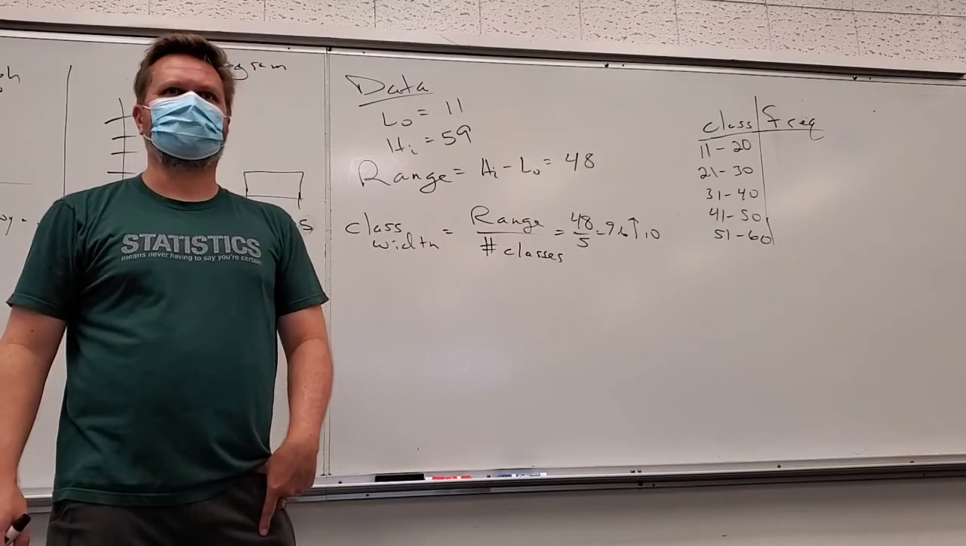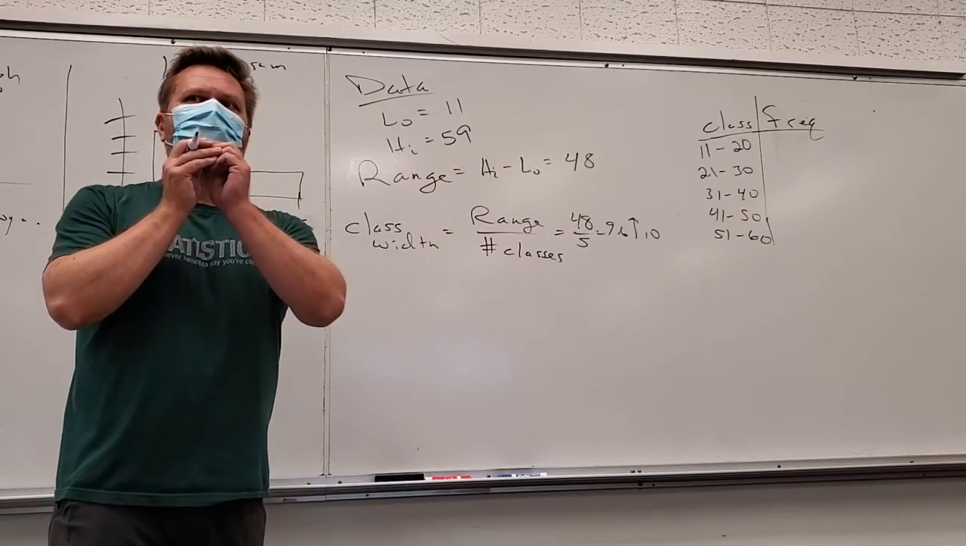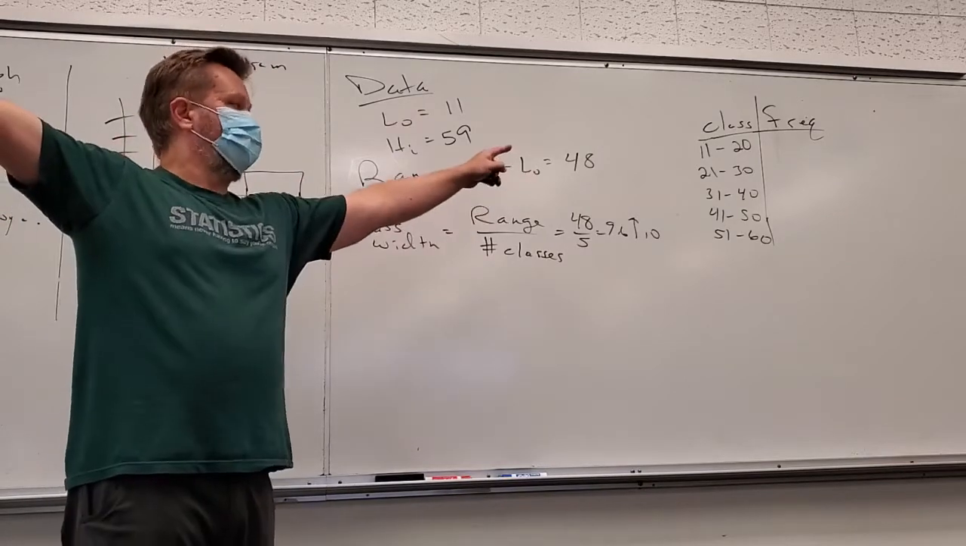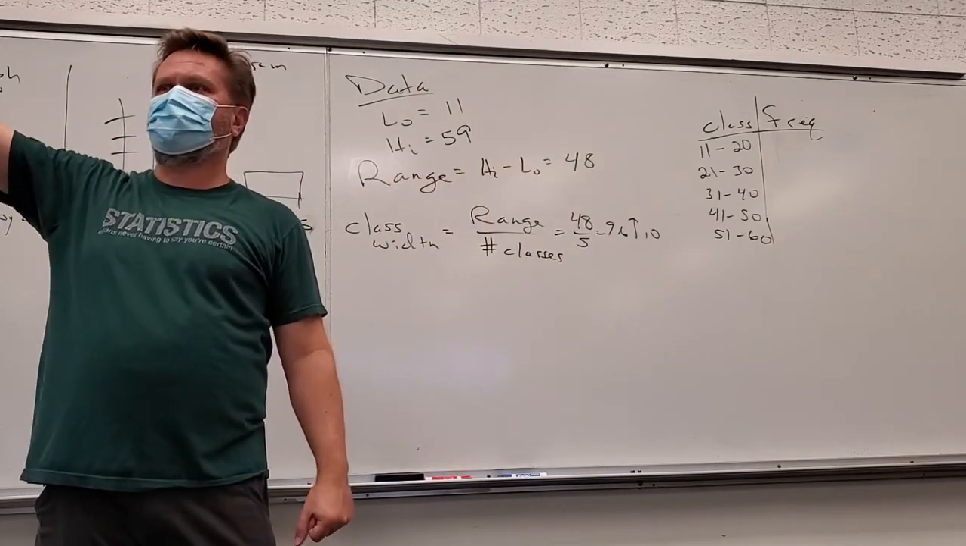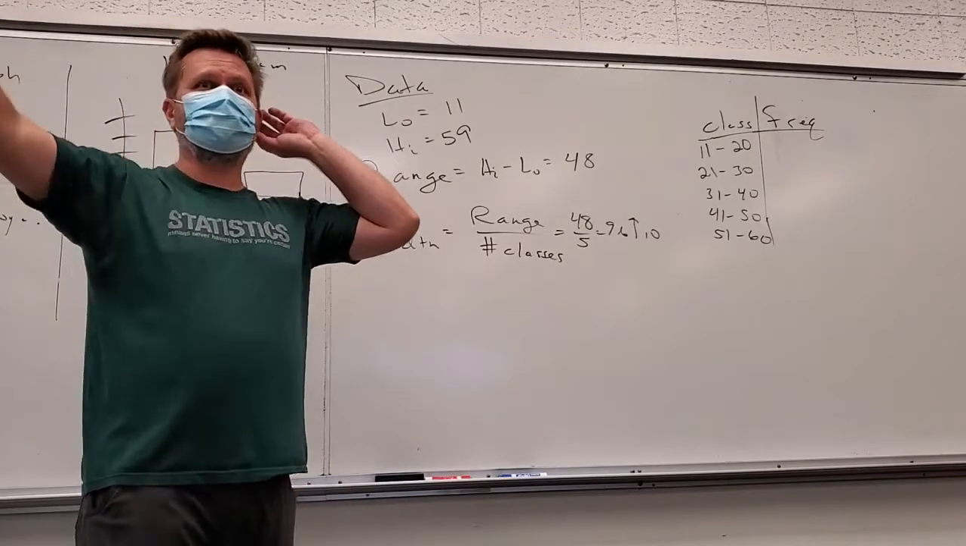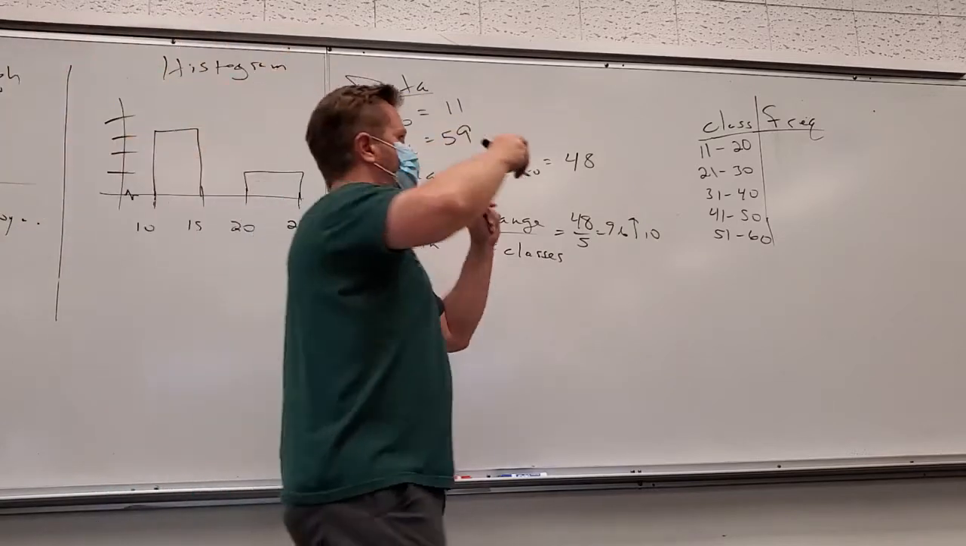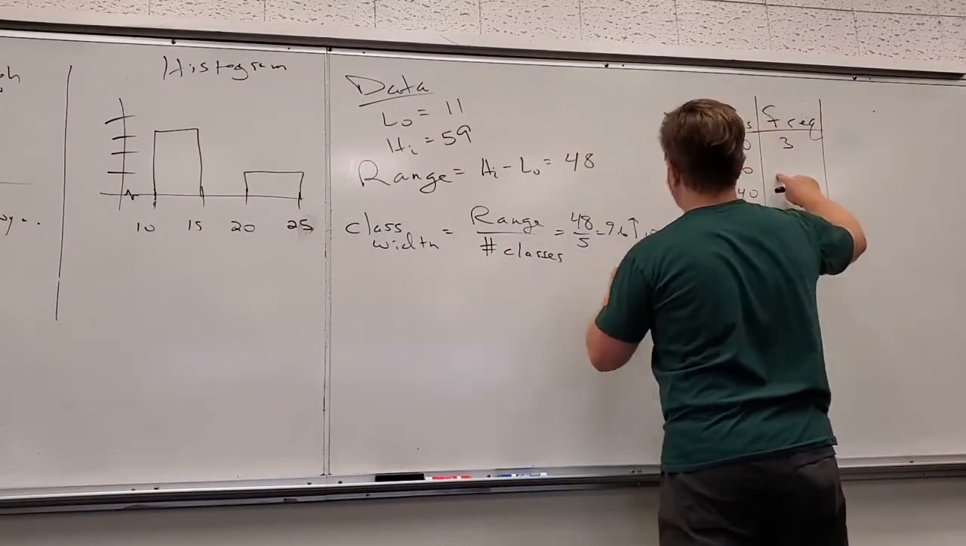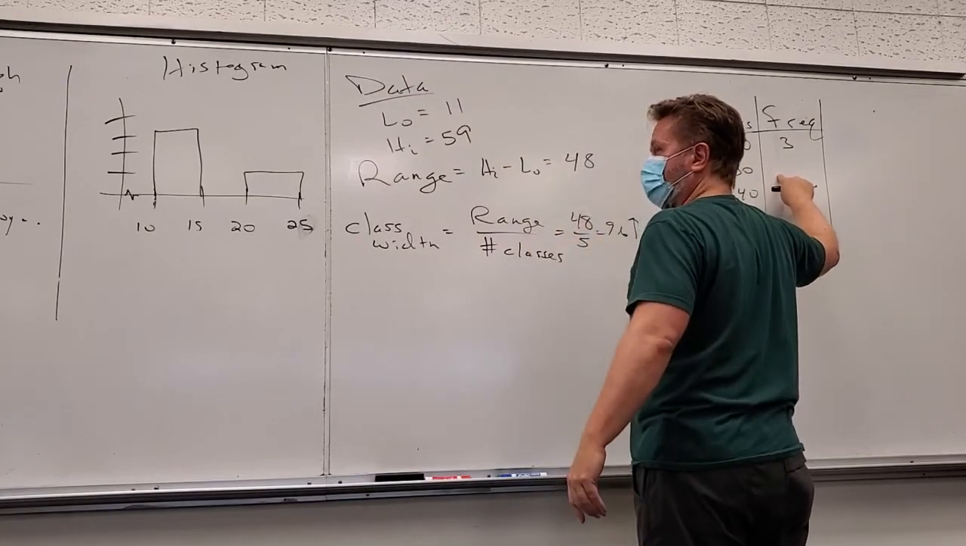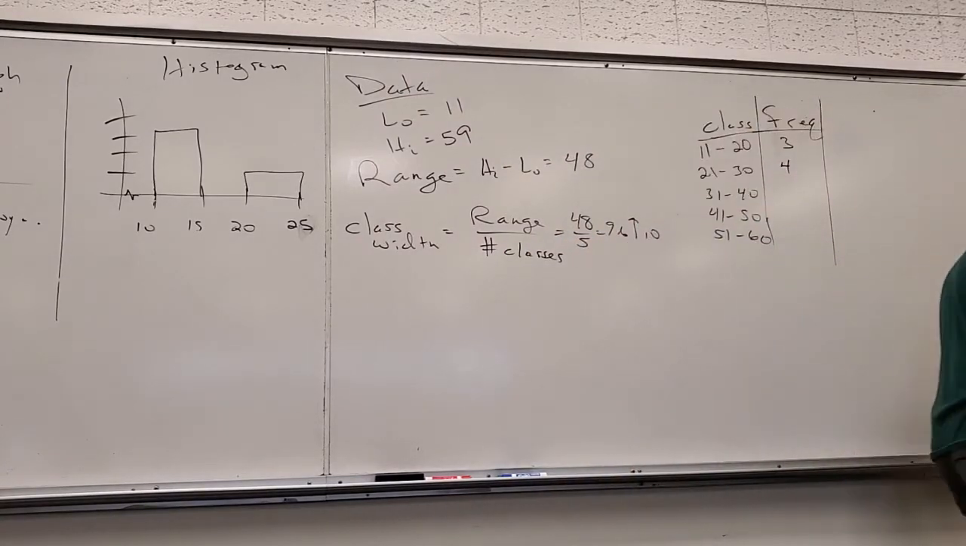And now you just do like we did last time. How frequently did a data point end up between 11 and 20? 3, right? The 11, the 18, the 18. So there's 3 in here. Keep going. 4 for 20. What about the next class? 31 to 40. 4. 1, 2, 3, 4.